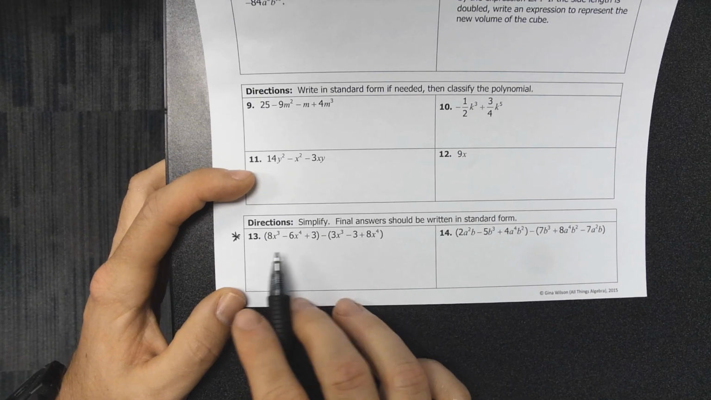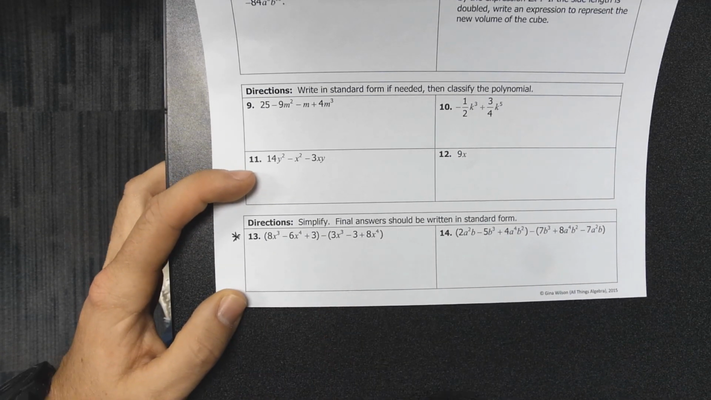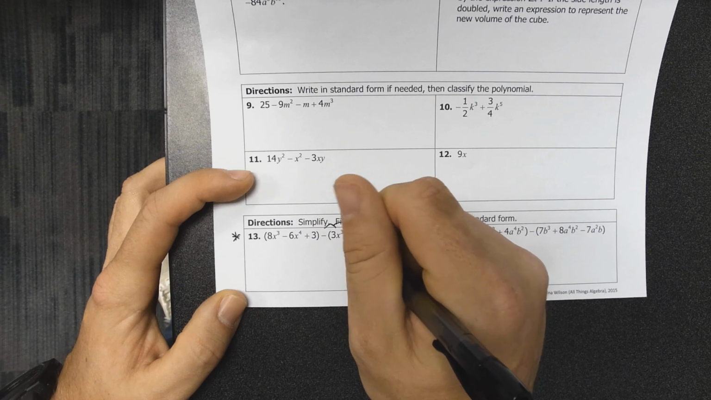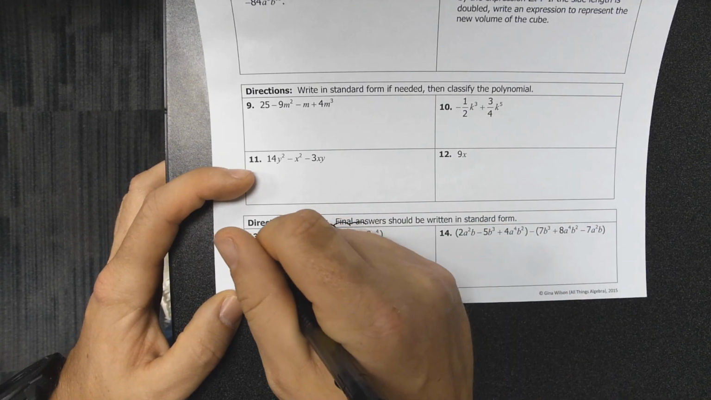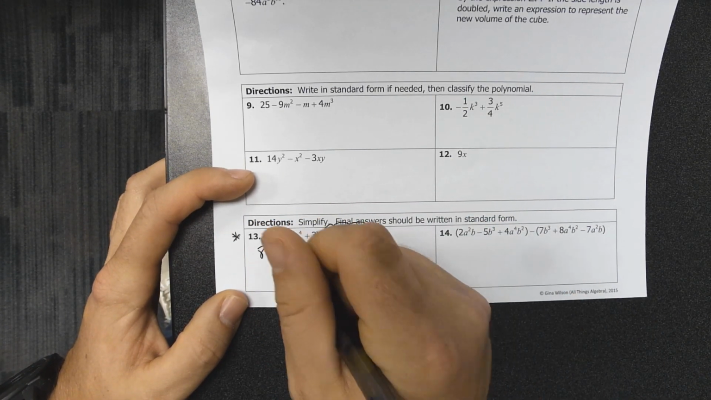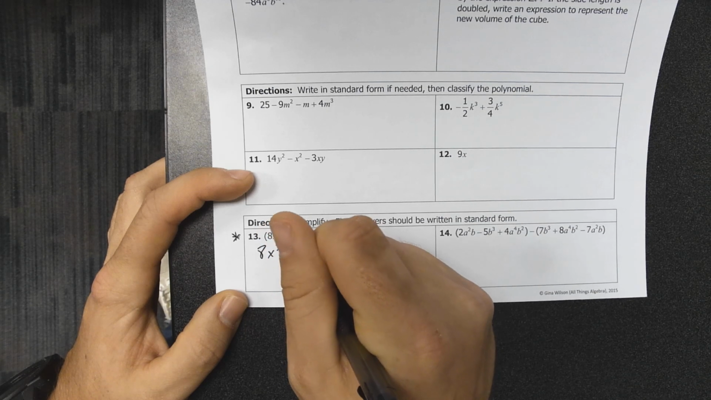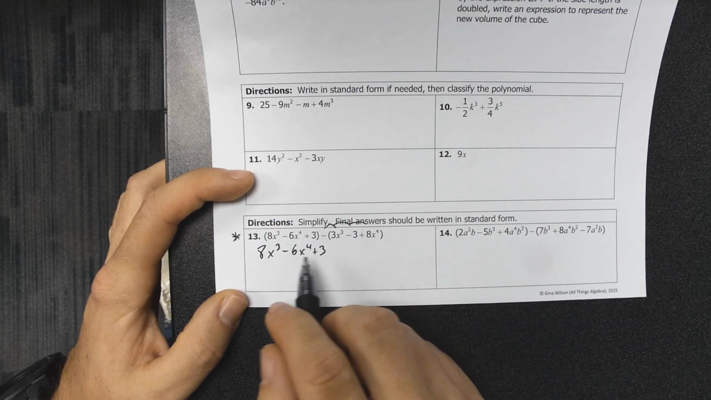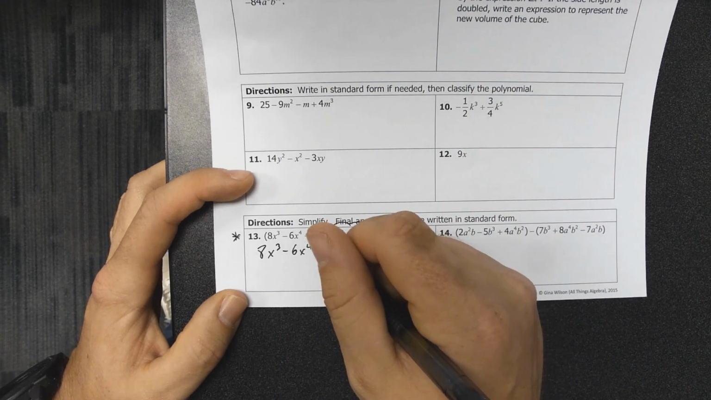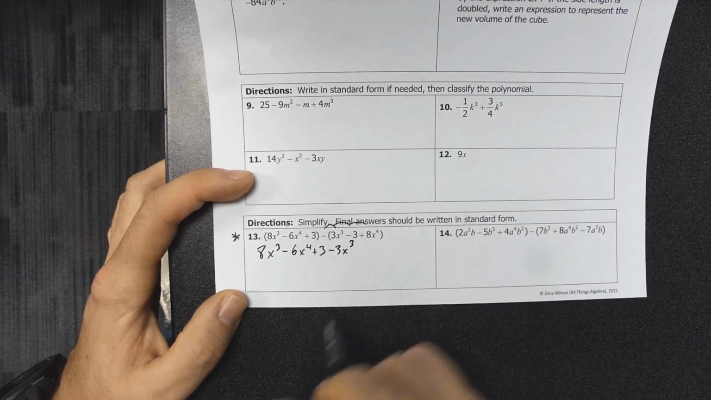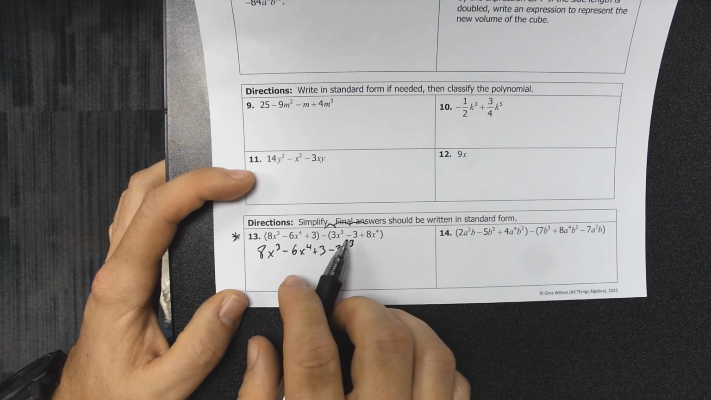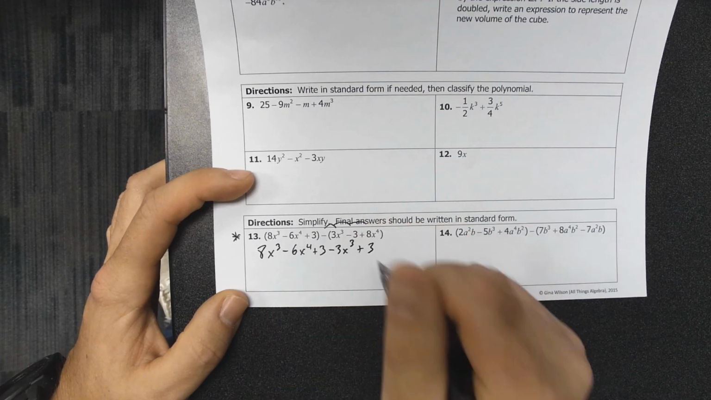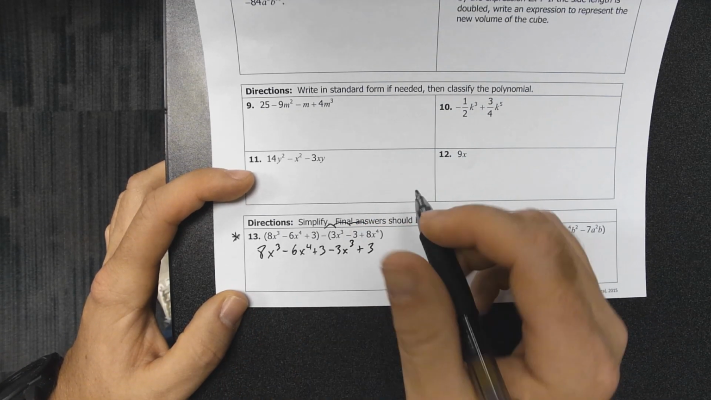Okay, so hopefully you've tried number 13 on your own. When you distribute that negative, it should look like this. So distributing the negative, I just brought the first one down, so minus 3x cubed. Minus negative 3 is going to be the same thing as plus 3. And then minus 8x to the fourth.